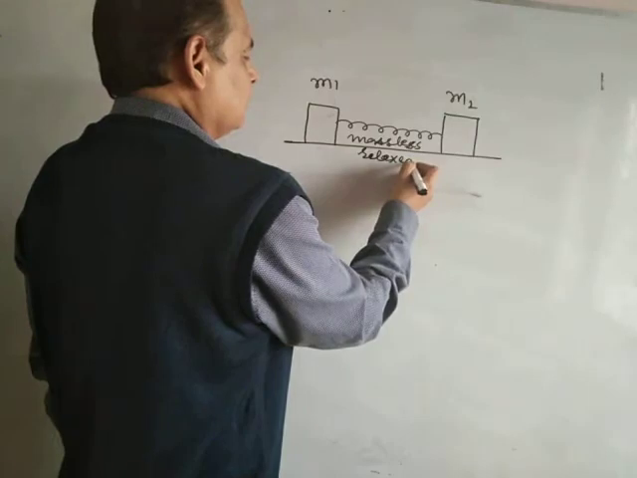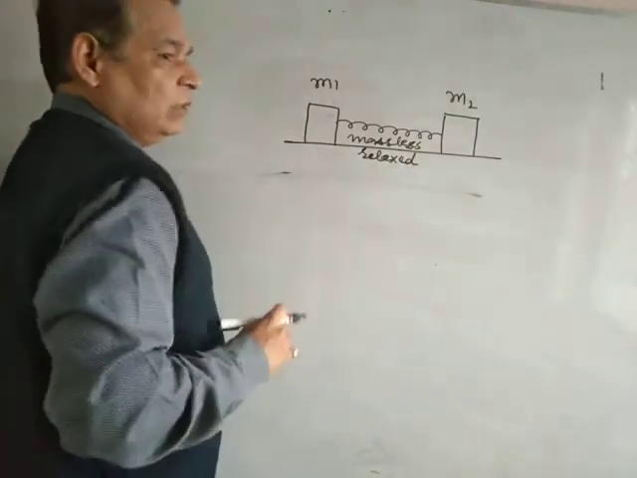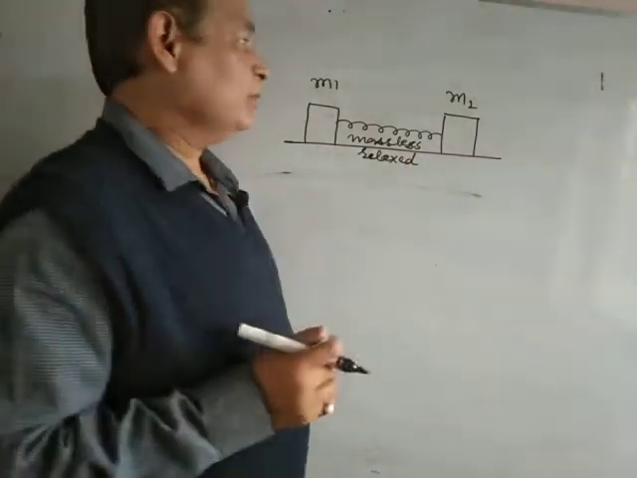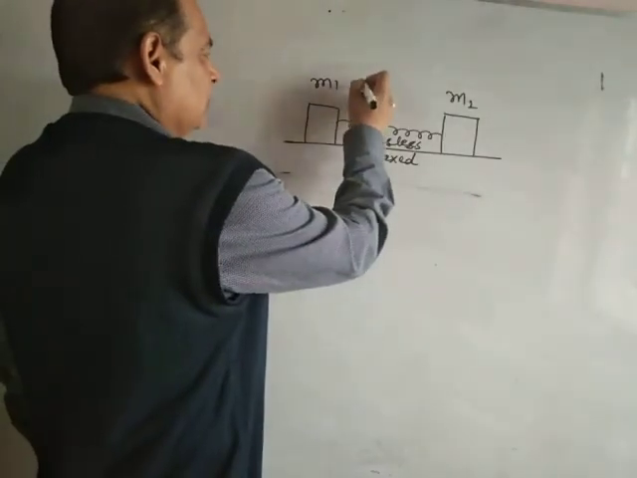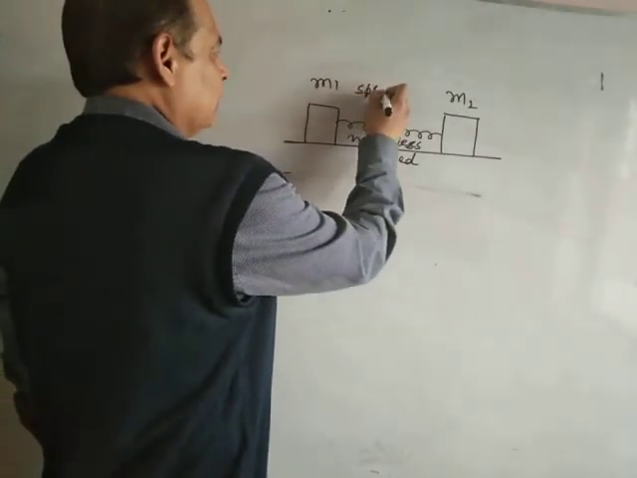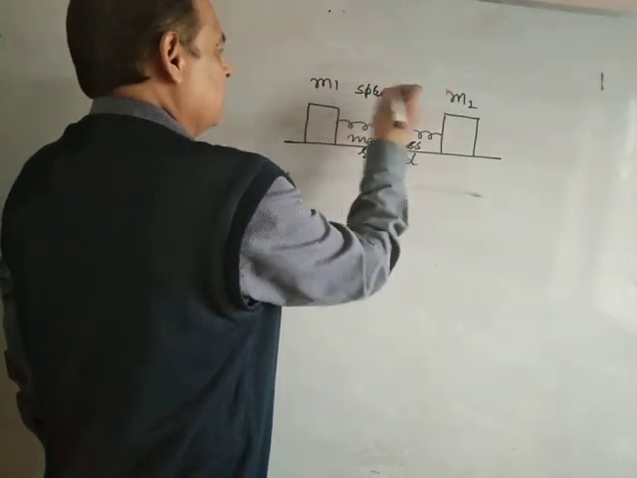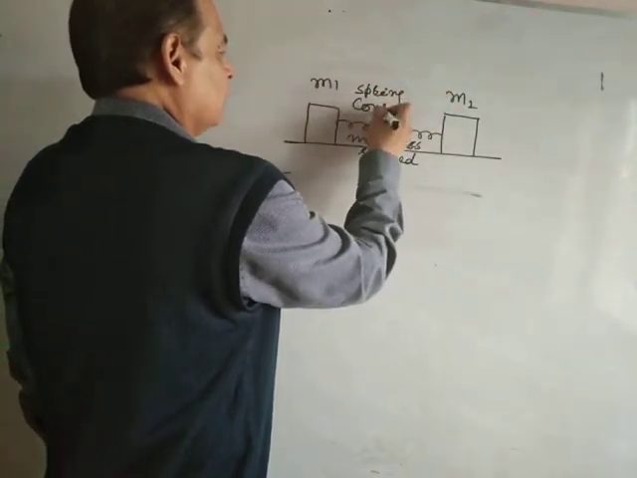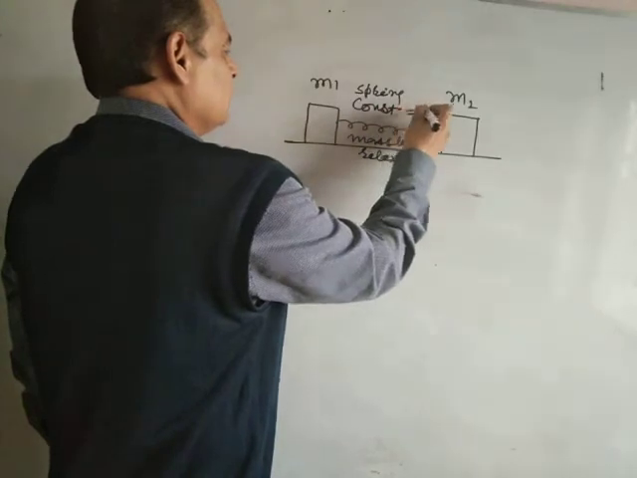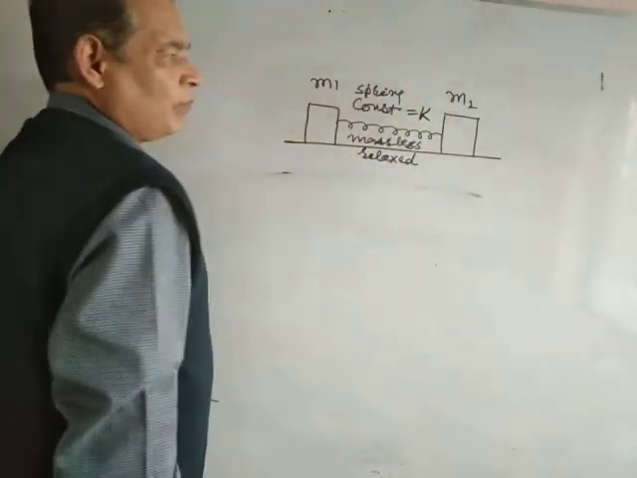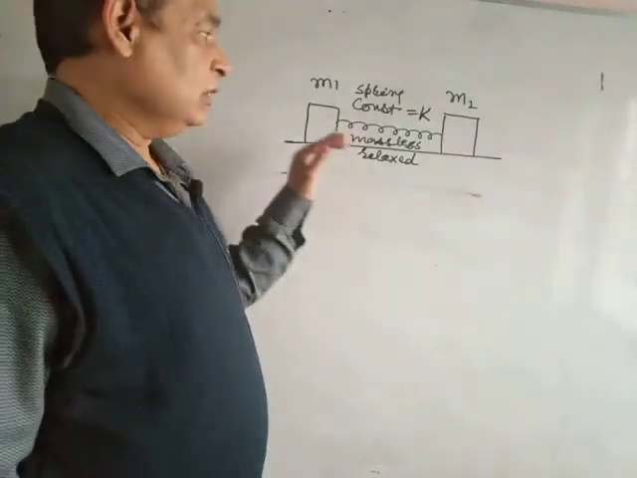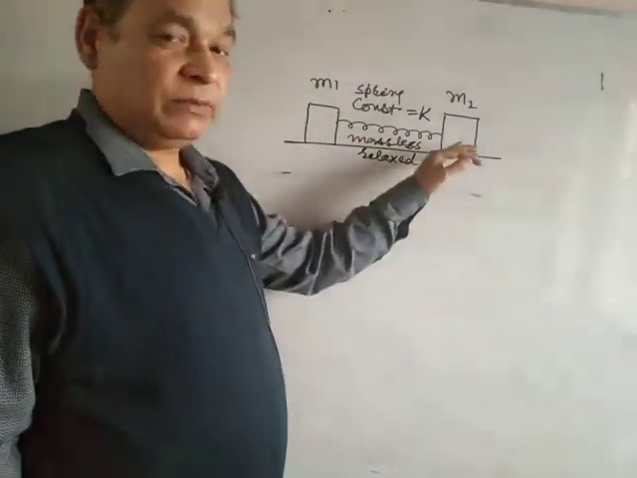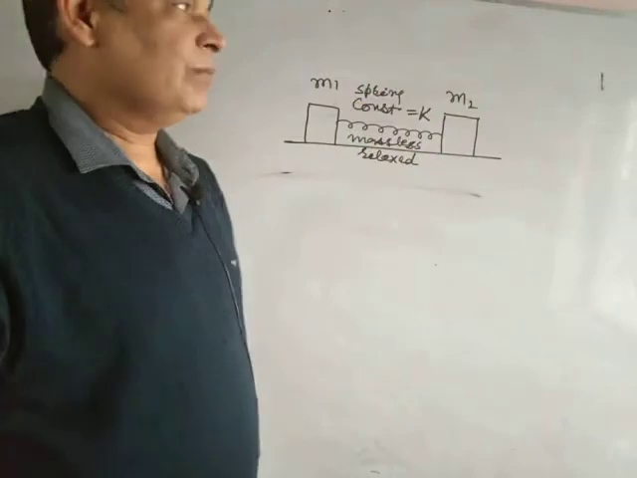Relaxed means it has no elongation or compression. The stiffness of the spring, that means the spring constant, is K. That's given to it. I am reiterating again that this entire surface is frictionless.